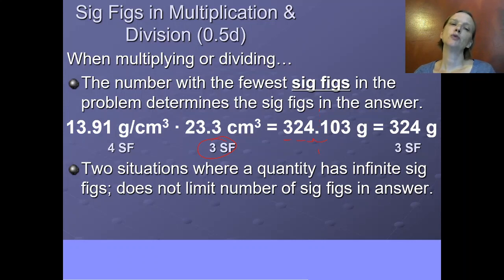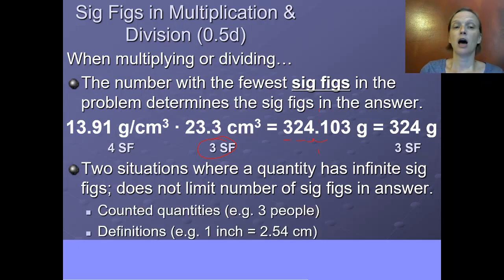There are 2 situations where a quantity has an infinite number of sig figs, and therefore, even though the number may look like it doesn't have a lot of sig figs, it does not have an impact on the number of significant figures in your final answer. These 2 situations are counted quantities.